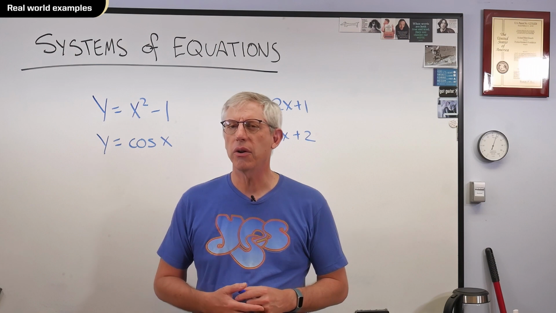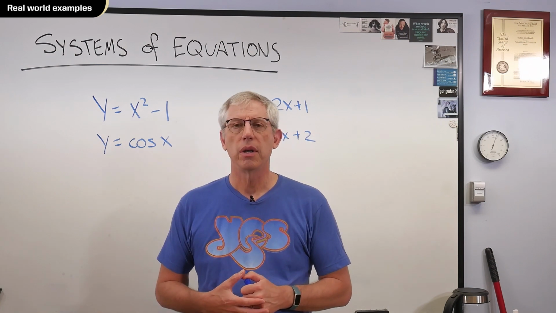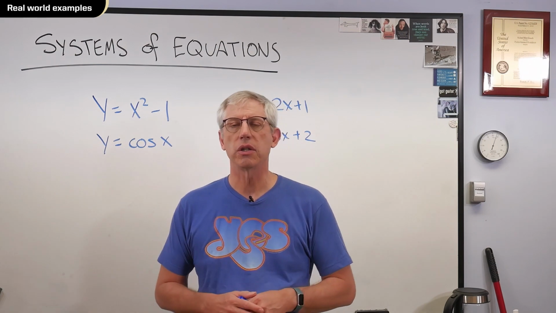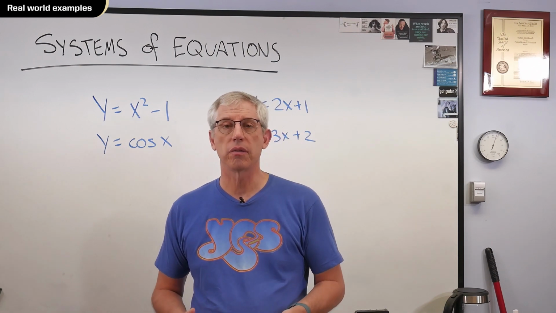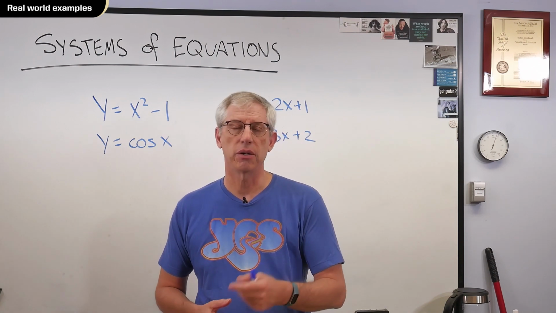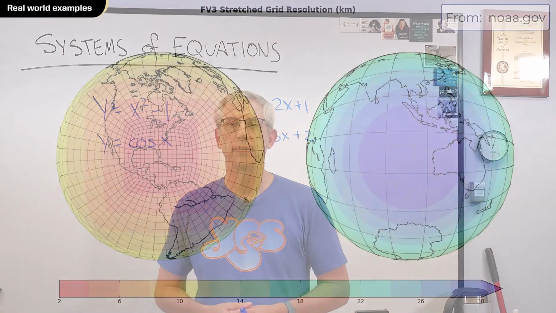Well, what does that look like on Earth? Well, depends on which group or which organization is running the models, but there are grids of the Earth's atmosphere. In fact, here's an example. You can see what one looks like.